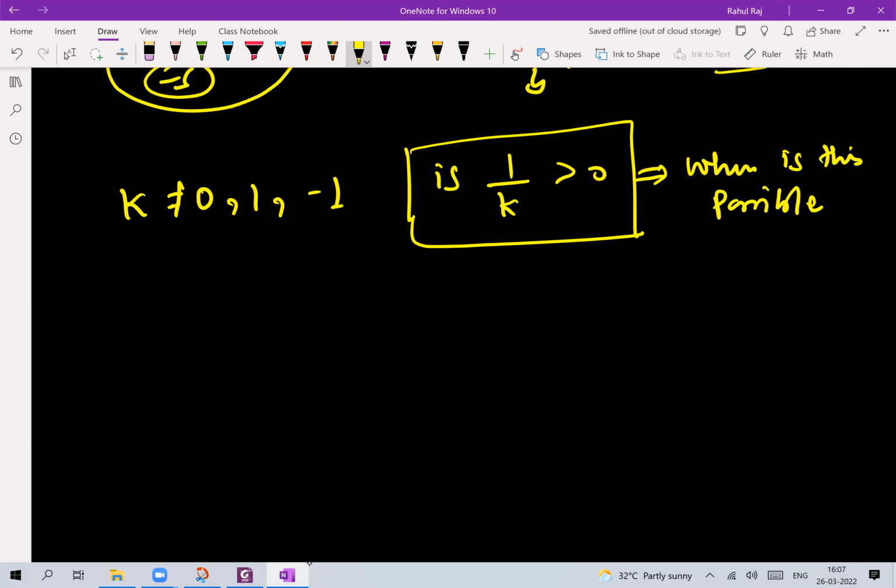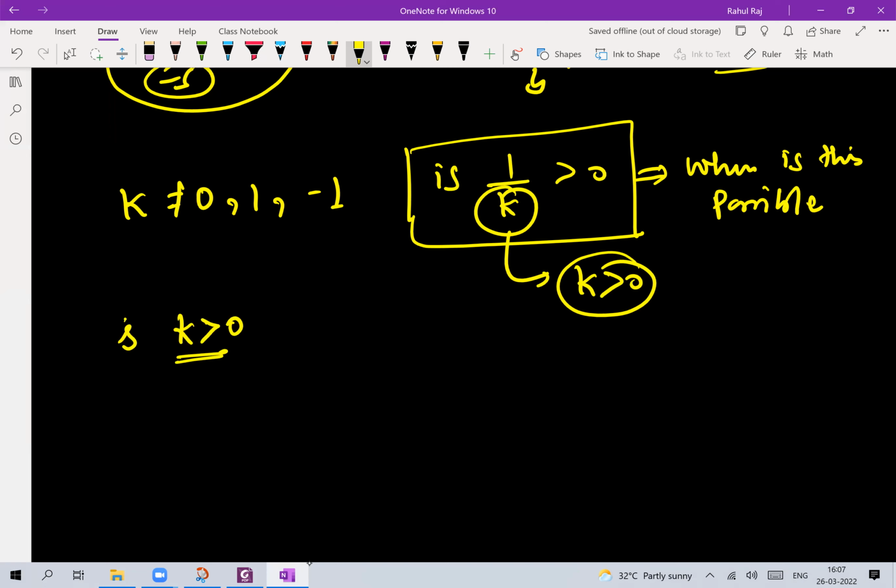A fraction is greater than 0 only when both numerator and denominator are of the same sign. There's a 1 in the numerator, which is positive, so k should be greater than 0 for this fraction to be greater than 0. For 1 by k to be greater than 0, k must be greater than 0. Can I change my question? Is k greater than 0? Because if I prove k is greater than 0, this is taken care of. I don't even have to think about 1 by k. I should just prove that k is a positive number.